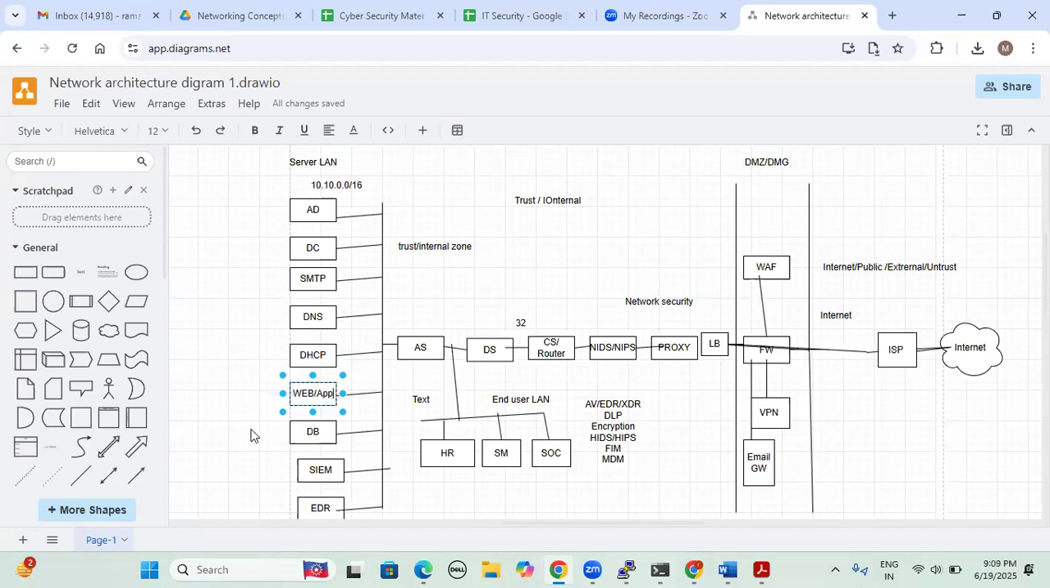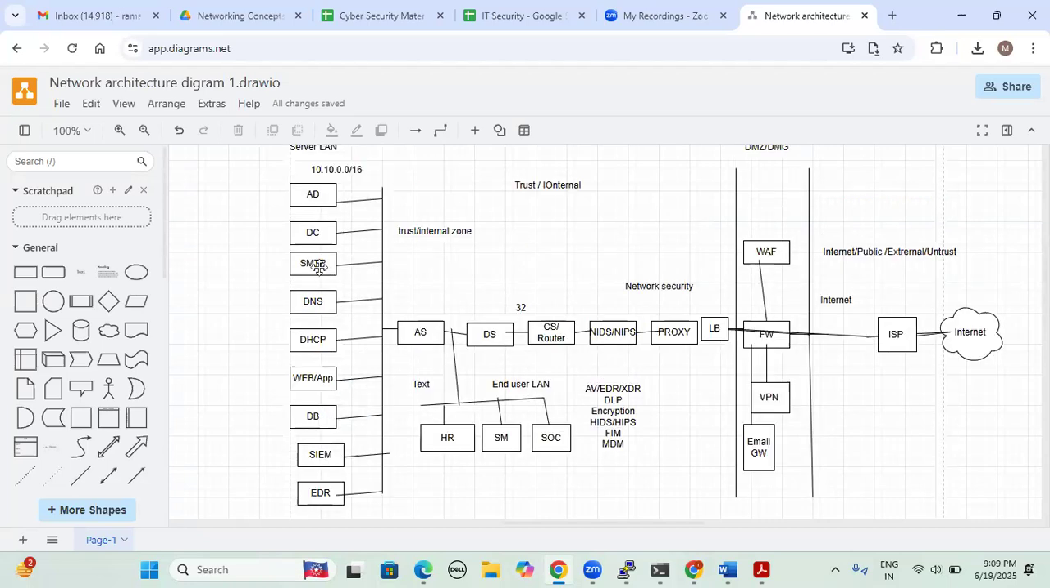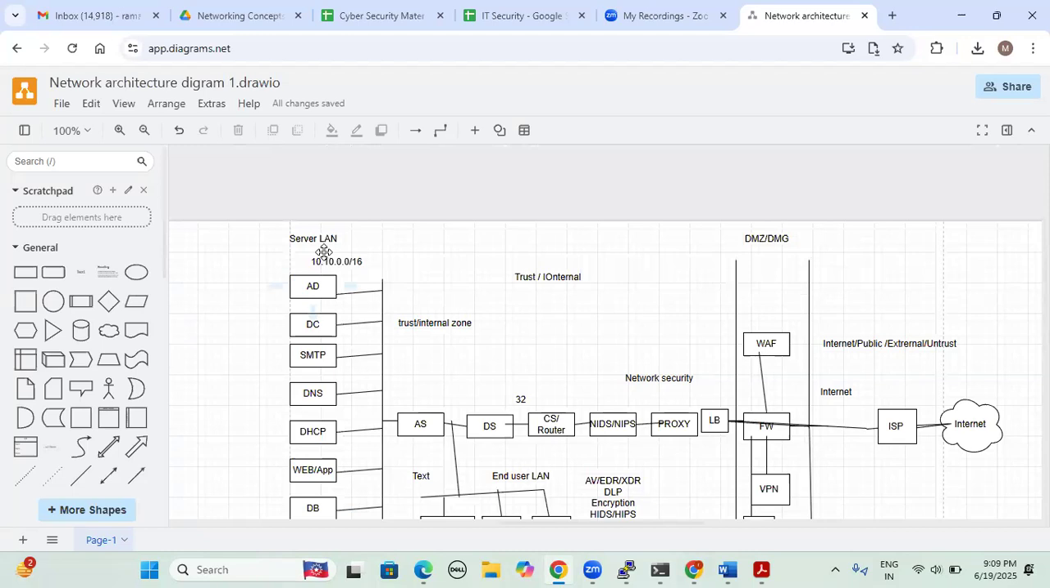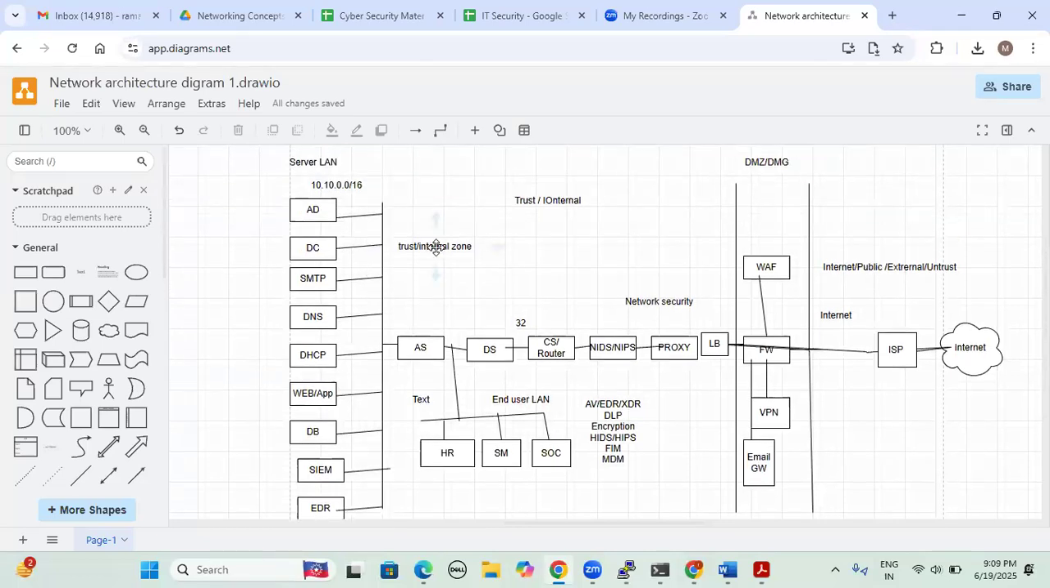Next is the database server. In a similar way, we also have a file server and a couple of tools, like SIEM tool, EDR tool, and DLP tool, all of which fall under the server LAN, the server local area network. I have given the IP address range 10.10.0.0/16, which means 2 to the power 16, equivalent to about 65,535 IP addresses we can allocate for those servers. These servers are critical to the organization, and we have to deploy them in the trust zone or internal zone.